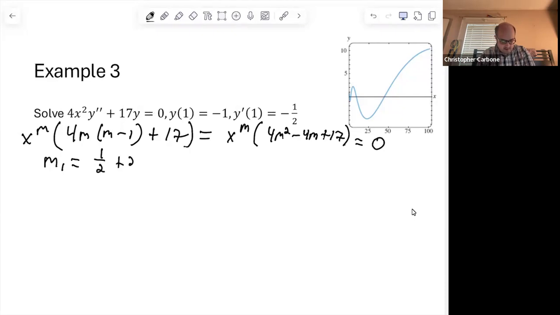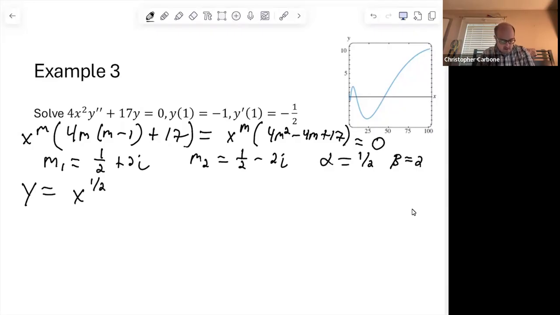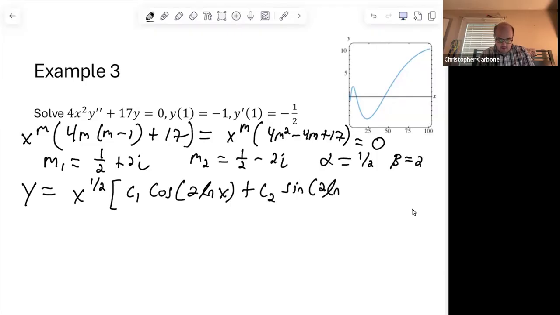1/2 plus 2i and 1/2 minus 2i, which means alpha here is 1/2 and beta is 2. And we could pop that into our solution. So in our case, this would be x to the 1/2 times c sub 1 times the cosine of 2 times the natural log of x plus c sub 2 times the sine of 2 times the natural log of x.